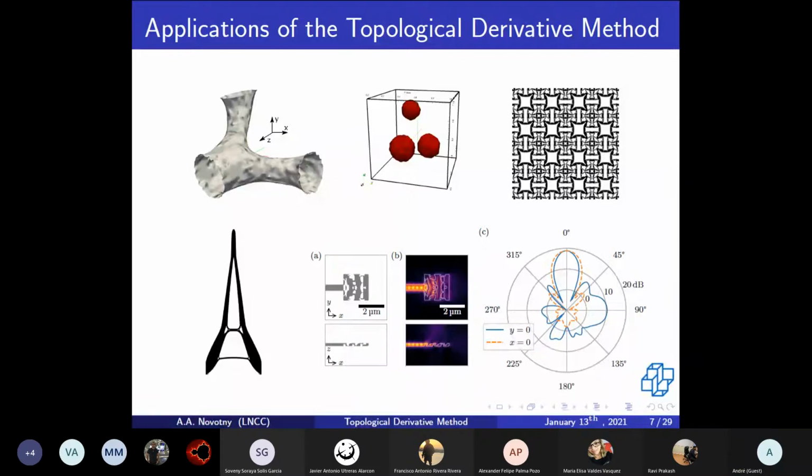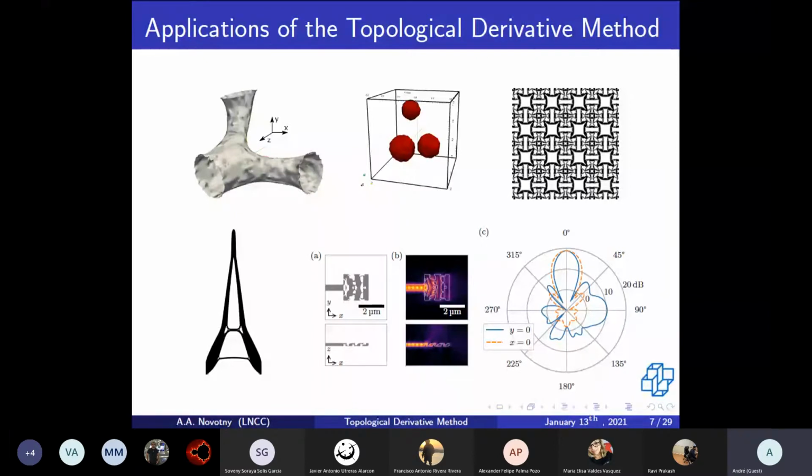Okay, and here is an example of design of metamaterials. This is a material with a negative Poisson ratio. It means that if we stretch in one direction, this material expands in the other direction instead of contracting. Okay. And here on the bottom, we have an example of a design of a structure subject to self-weight loading.